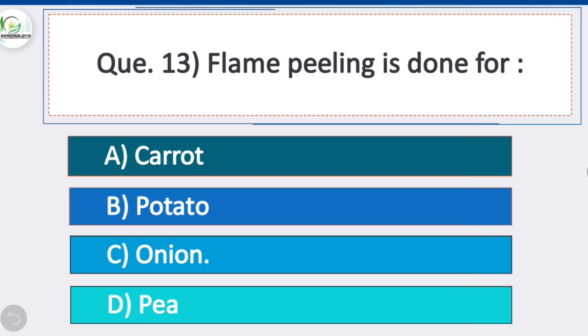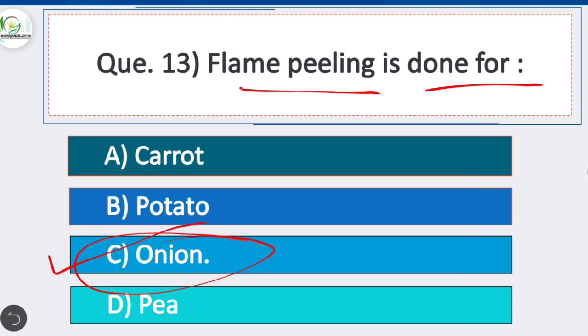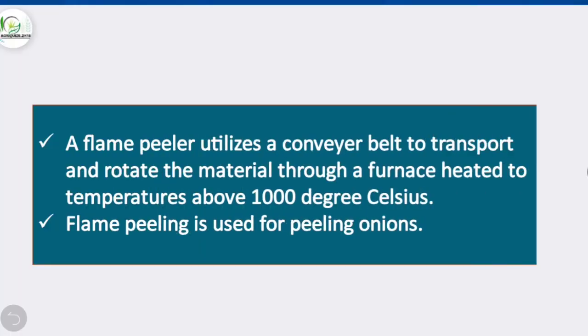Next question, question number 13. Flame peeling is done for, option C is correct, onion. A flame peeler utilizes a conveyor belt to transport and rotate the material through a furnace heated to temperatures above 1000 degrees Celsius. Flame peeling is used mainly for peeling of onions.